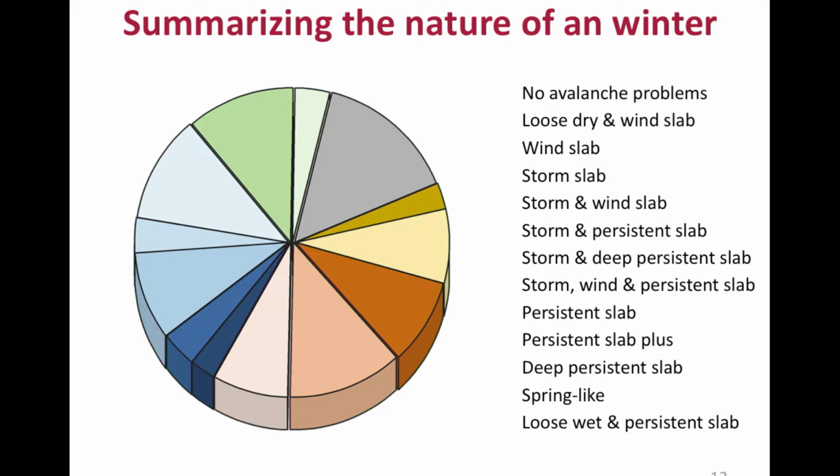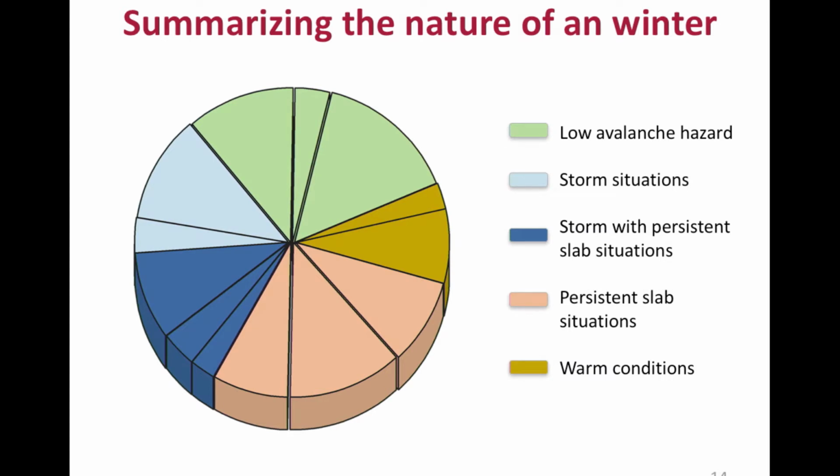I should back up a bit. I want to get this measure of avalanche hazard so I can compare it to the ENSO forecast. But just for simplicity's sake here, I'll put those 13 situations into 5 general patterns. So there's a low hazard pattern, storm, storm with persistent slab, just persistent slab problems on their own, and then warm conditions.